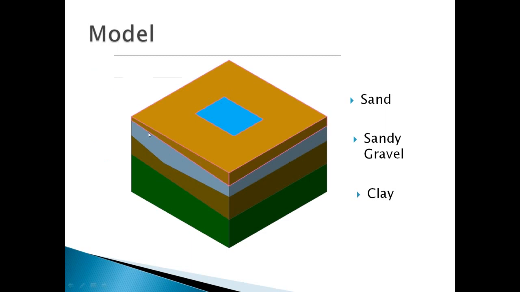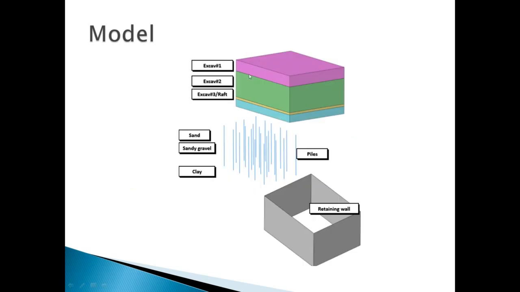As you can see, there are 4 different layers here with 3 different material attributes: one sand, one sandy gravel, and one clay. And the centerpiece here is where the excavation will be done, as well as where the piles will be installed. So this is just an image of what this excavation sequence will look like.